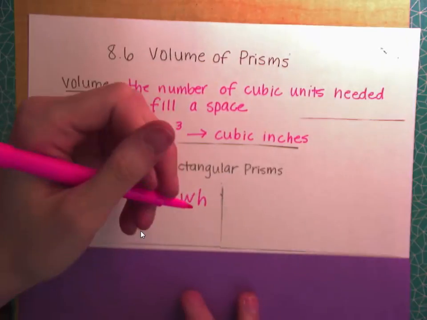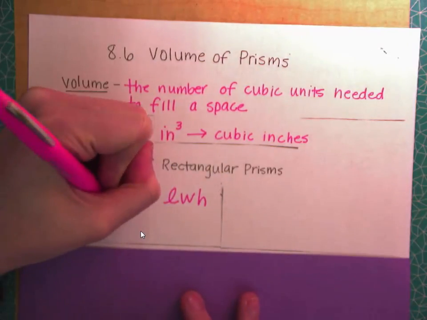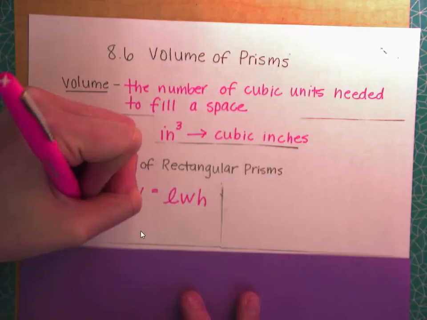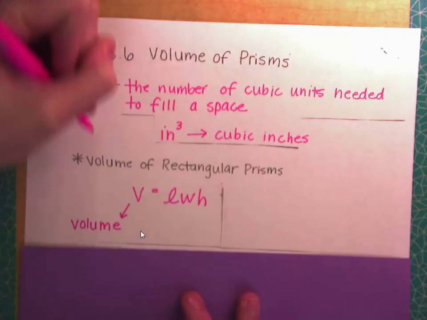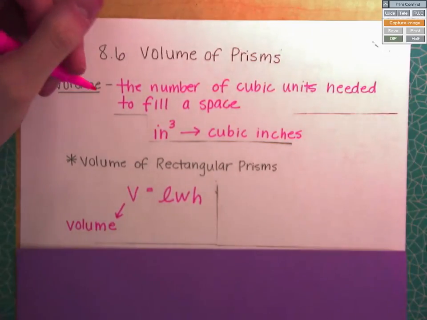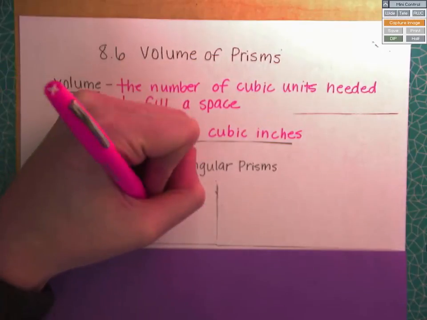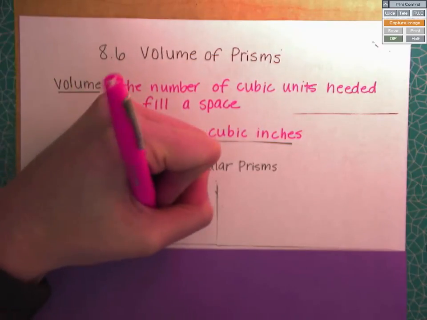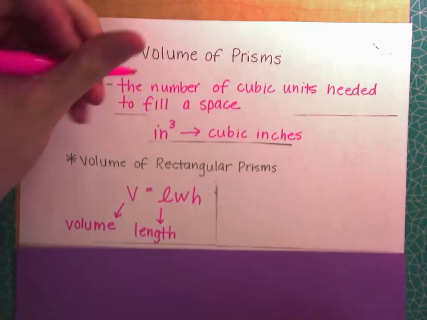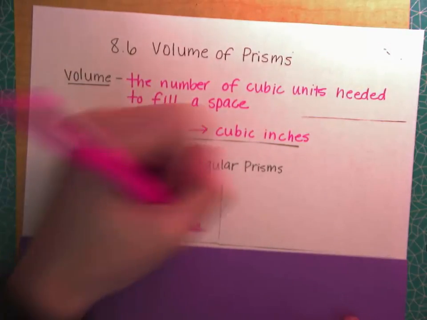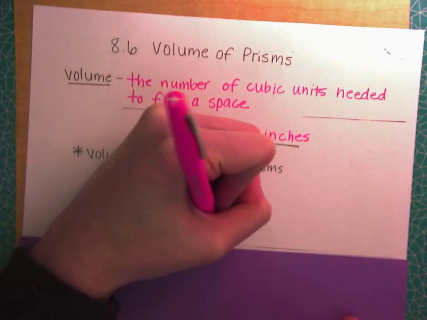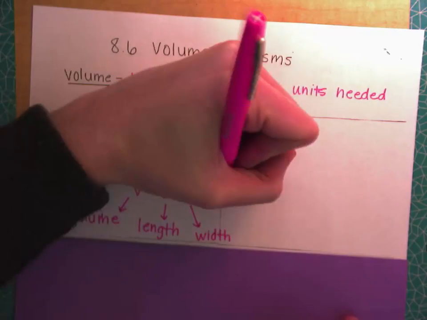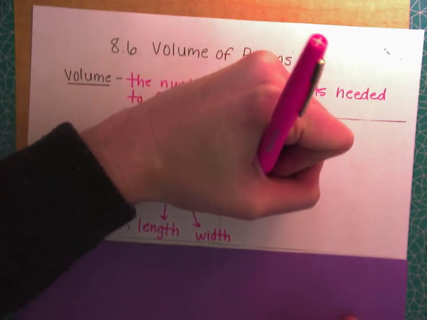Okay? So, like I said, the V is going to stand for what? Volume. What was the L? Length. The length. What's the W? Width. And the H? It's going to be height.